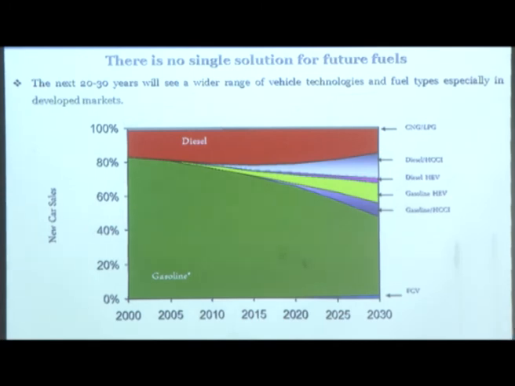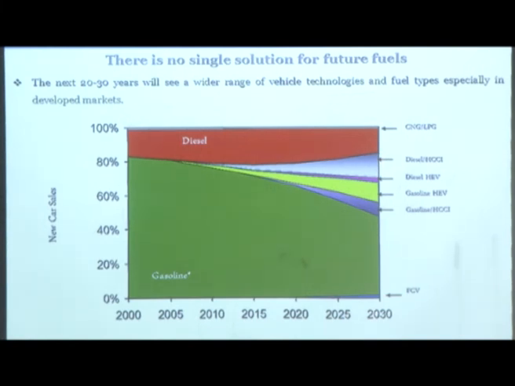Then gasoline hybrid electric vehicle, so a small gasoline engine and a motor. So I think the Toyota Camry and Prius, all these are gasoline hybrid. And there will be some small market for gasoline HCCI. So the engine will switch between spark ignition and HCCI. So these are the new technologies that will come.